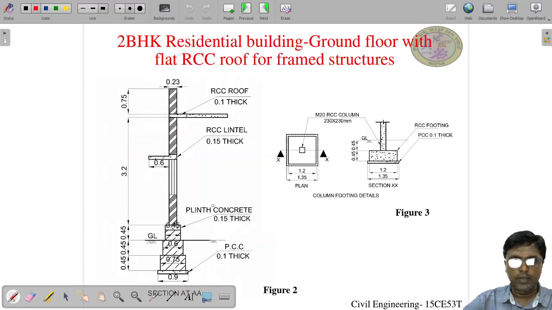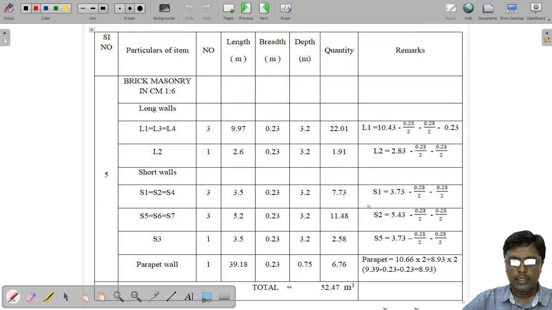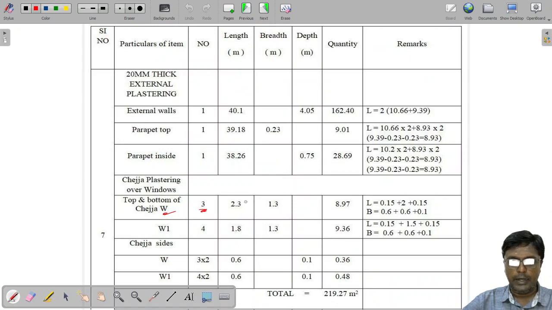That is the length. And where we have to do plastering? We have to do plastering here 0.1, right? Plus we have to do plastering on the down 0.6, plus 0.6, plus 0.1, plus this is the 0.1. So it will become 1.3. I hope you got it. Chajja plastering, so the length and breadth. So why 2.3? The window opening is 2 only. Why 0.3 extra? Because of the bearing. What is 1.3?